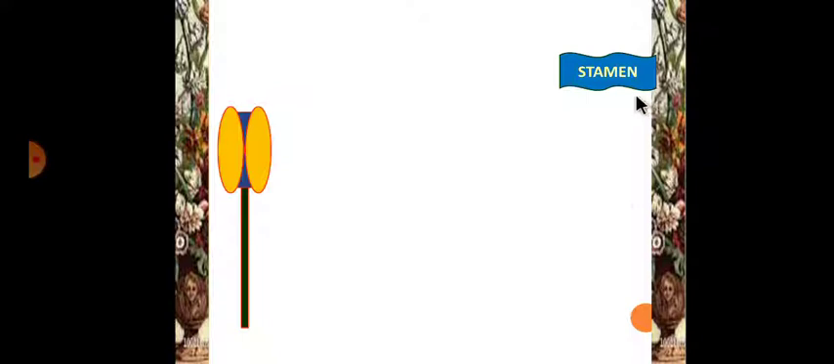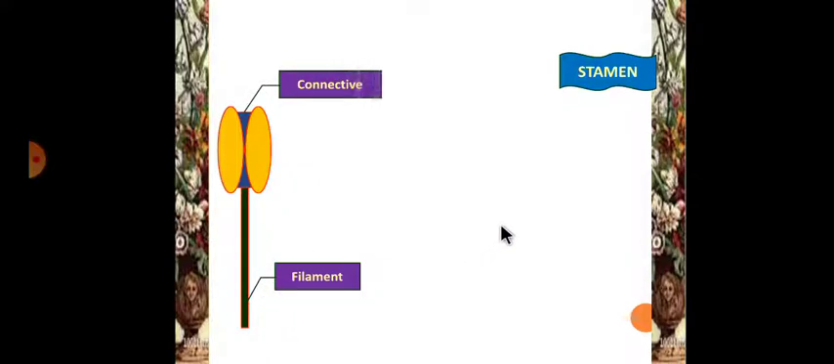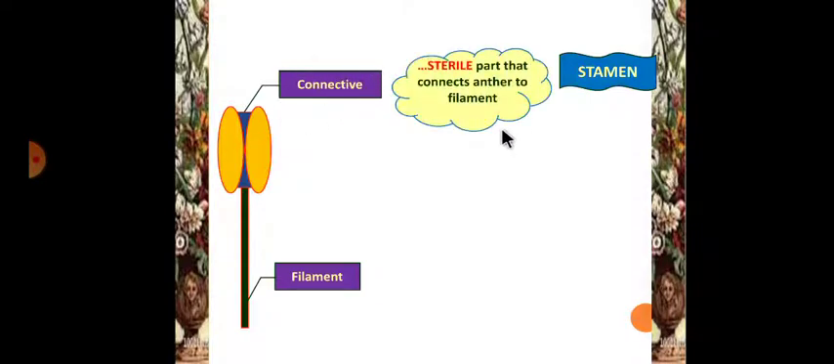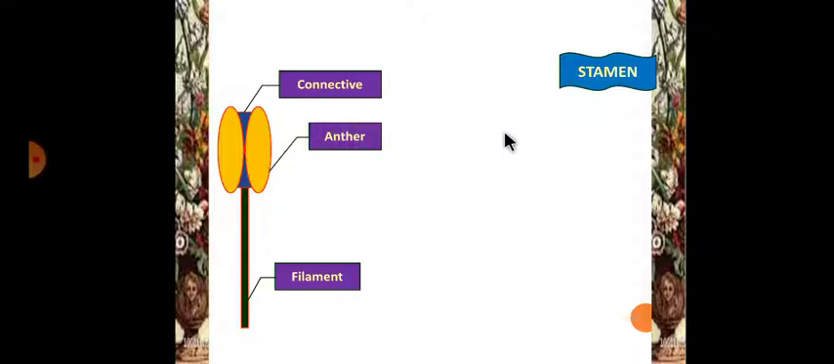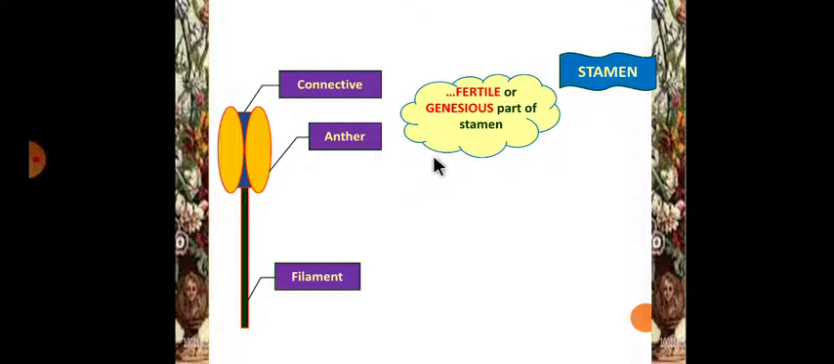Let us try to understand a stamen now. As we understood in the first video, a stamen is made up of an elongated stalk, and that is called a filament, and there is a sterile structure called the connective. Connective is a sterile part that connects the anther to the filament. Connective is made up of xylem and phloem. And as we have understood, these lobed structures are called the anther. Externally, when we see the anther, it appears to be made up of two lobes.